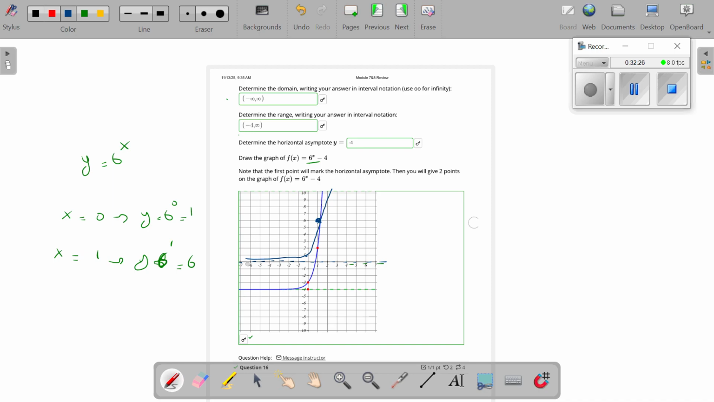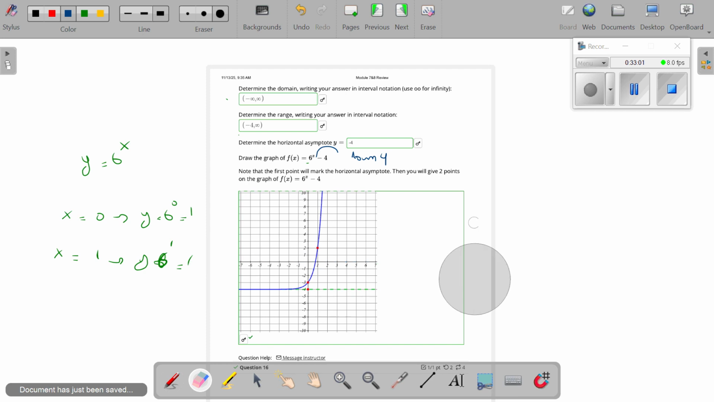So the first thing that is happening is the horizontal asymptote, which was at 0, is going to move down 4 units. Minus 4 means down 4. So here at y equal to -4 is my horizontal asymptote. And those 2 points, 0 and 1, will also be moved down 4. And 1 and 6, which was here, will be moved down 4 here. So now this will be the graph of my function.